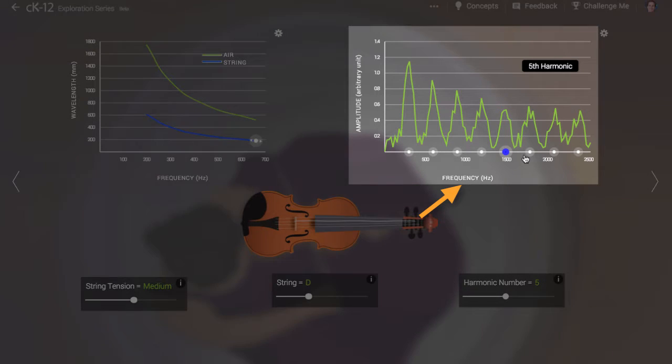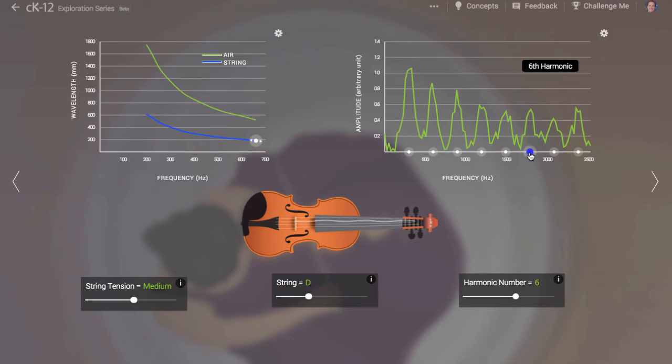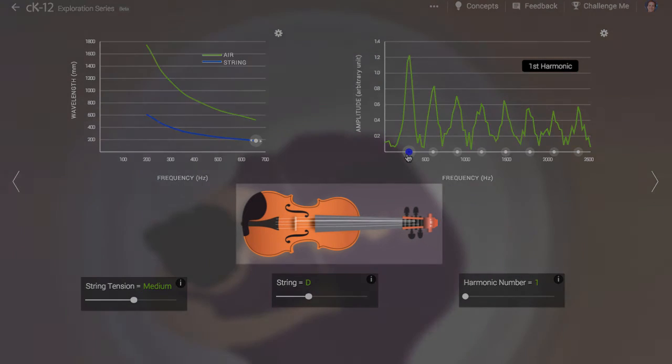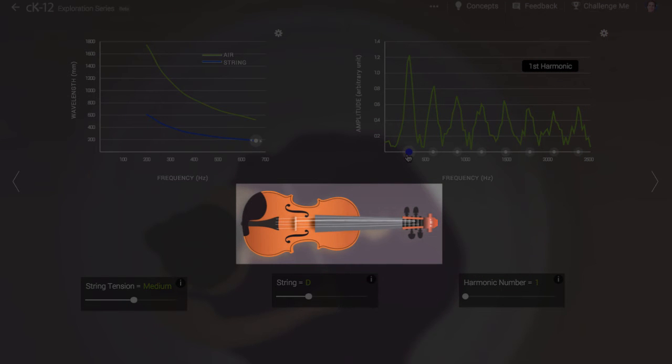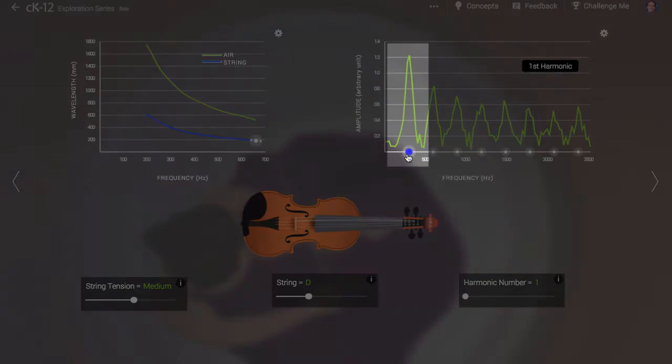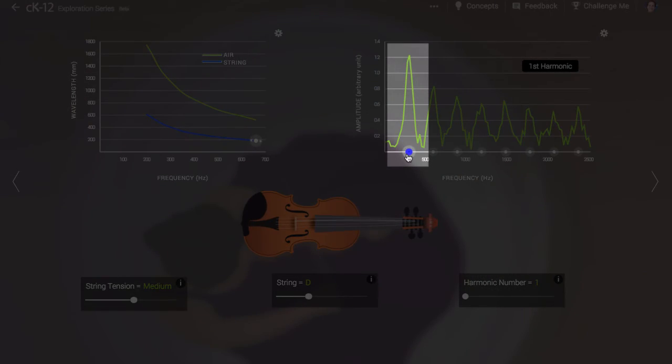The first harmonic has the longest wavelength. The wavelength is twice the length of the string, since we only see a half wave oscillating up and down here. This means it has the lowest frequency. The amplitude of the sound it is producing is shown here by the first peak on the spectrum graph.